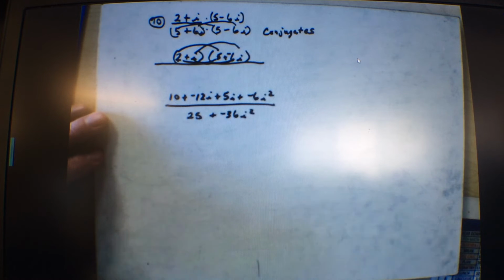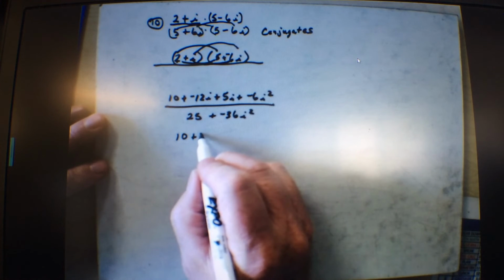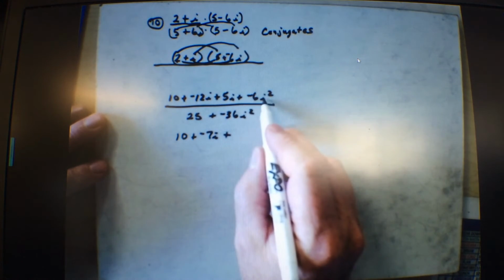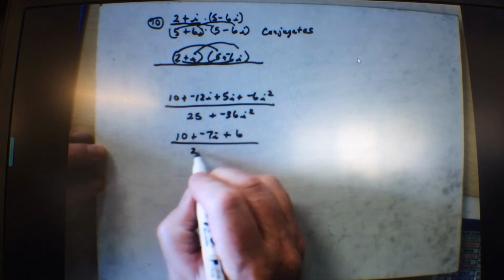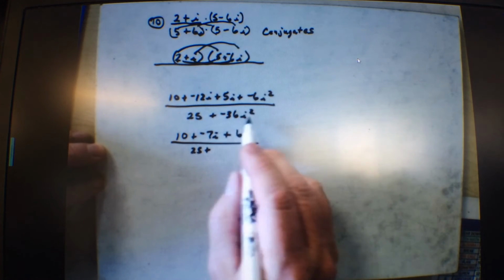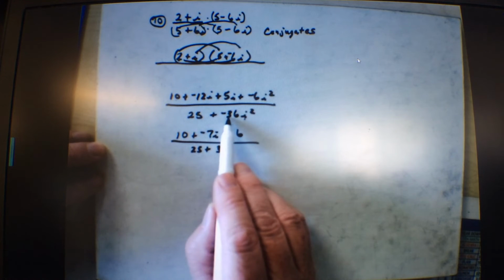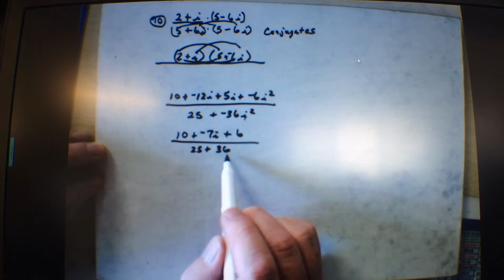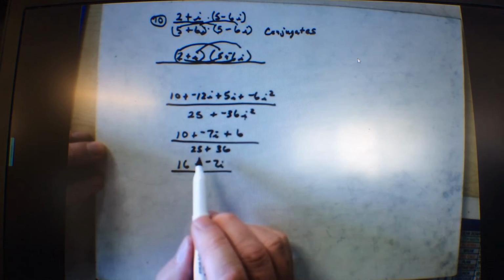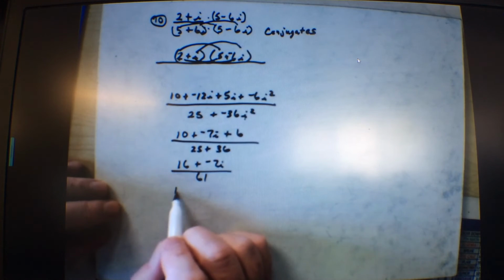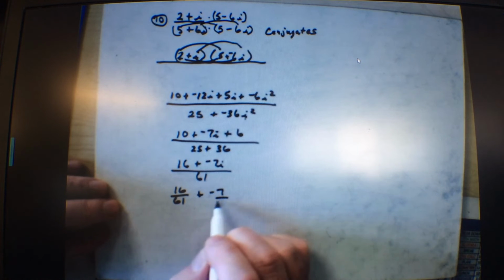Do you understand? Okay, on the top I have 10, plus a negative 7i, plus, that's a negative 1, right? So plus a positive 6. Do we agree? On the bottom, I have 25 plus 36, because this is a negative 1, and a negative 1 times negative 36 is a positive 36. So on the top, I have 16 plus a negative 7i, all over 61. And I break it up: 16 over 61 plus a negative 7 over 61i.